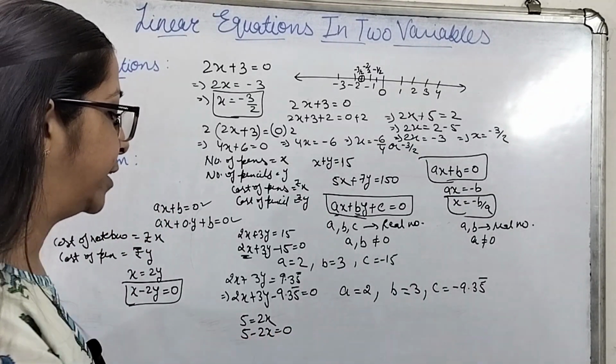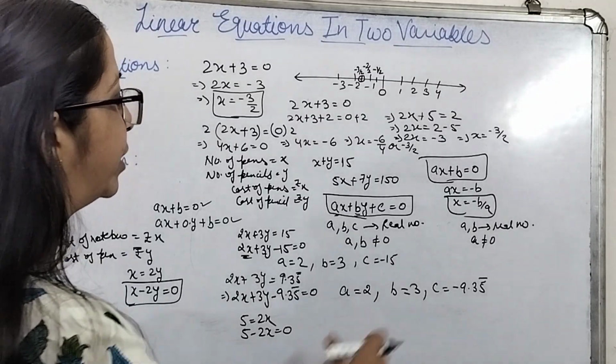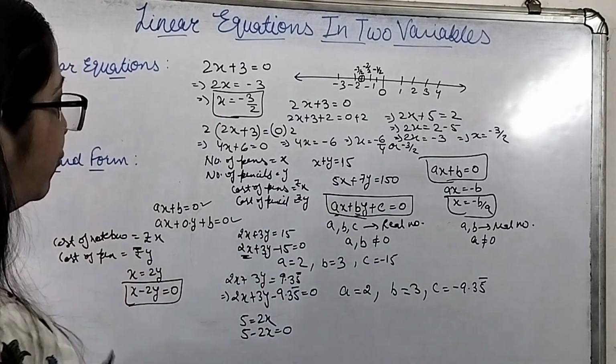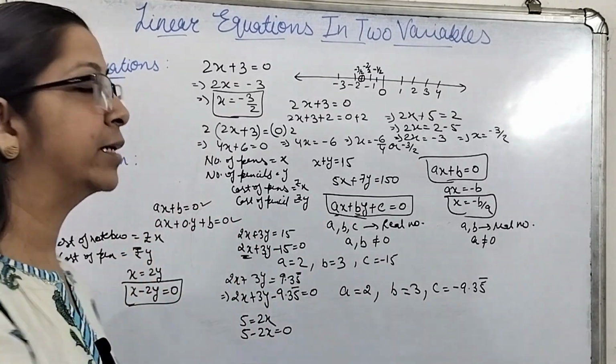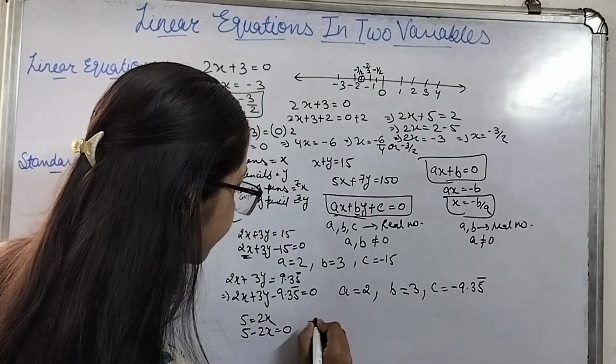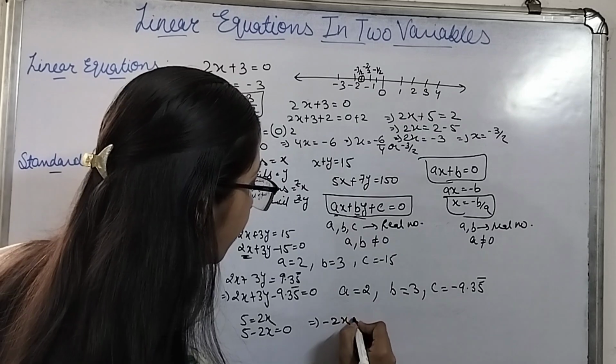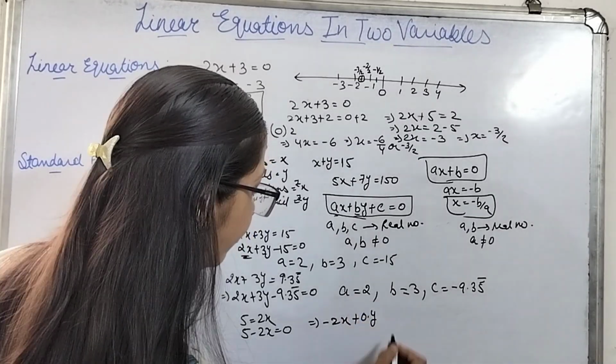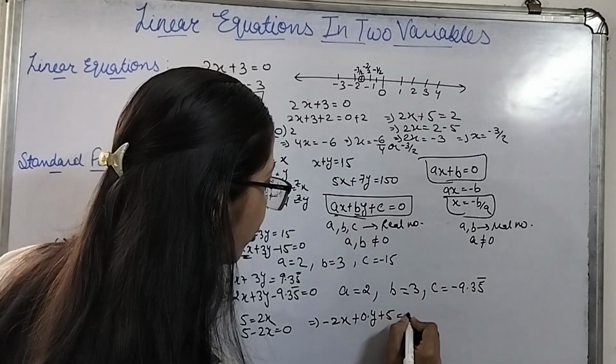Now this is your linear equation in one variable. Just now we have seen that even if it is a linear equation in one variable, we can convert it into a linear equation in two variables. So this could be written as minus 2x plus 0 multiplied by y plus 5 equivalent to 0.